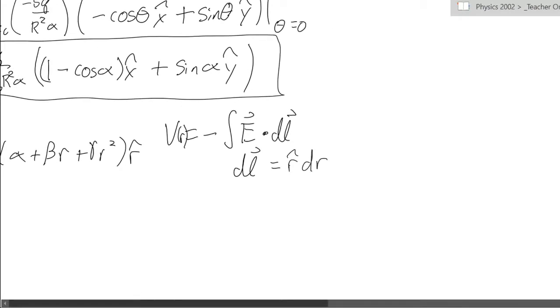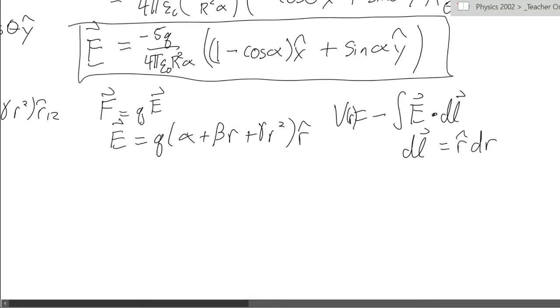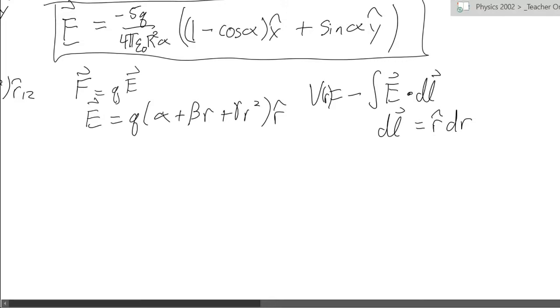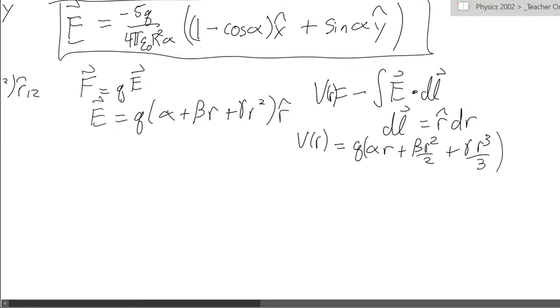Okay, so what we can do is plug this right here into this equation, and what we end up finding is that v as a function of r is going to be equal to q times alpha r plus beta r squared over 2 plus gamma r cubed over 3. And this is a scalar quantity, it's not a vector quantity. Okay, so that's the first part.